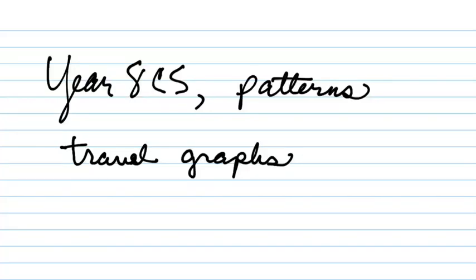Today what we're going to do is look at reading another type of graph. These are called travel graphs, and they're very, very easy to read. There are just a couple of areas where you might have a problem reading them if you make the wrong assumptions.